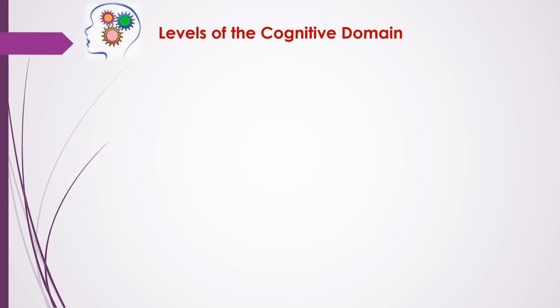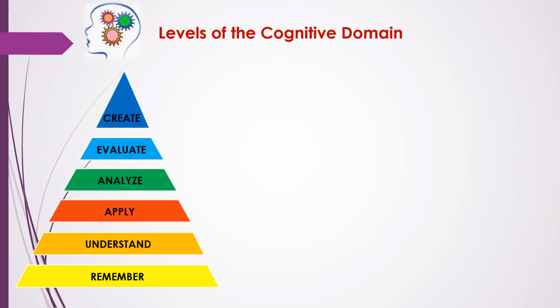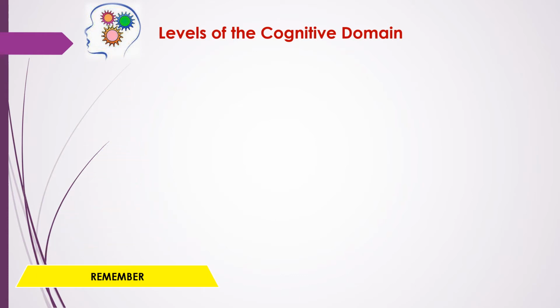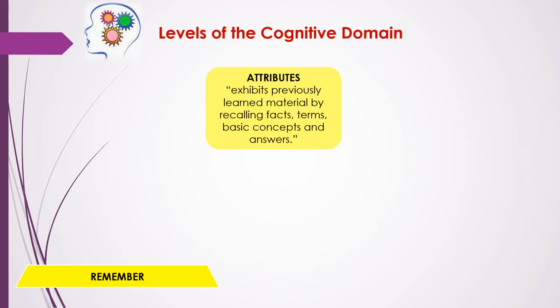Okay, so levels of the cognitive domain. So, we will start with the lowest level, which is the remembering or remember. So this is the first level of thinking skills, which exhibits previously learned material by recalling facts, terms, basic concepts, and answers. So this is just about recalling, memorization of facts and terms. So yun yung remember, remember natin.